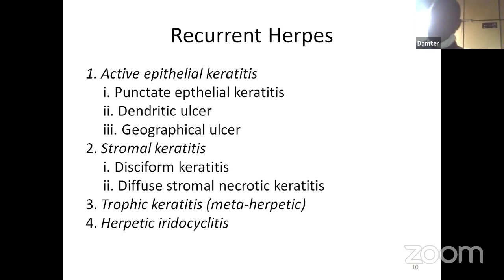The recurrent herpes simplex virus ocular disease can be subclassified into epithelial keratitis, which could be in the form of punctate epithelial keratitis, dendritic ulcer, or even geographic ulcer, or it could be in the form of stromal keratitis, in which case it will be a disciform keratitis or a necrotizing stromal keratitis. It can also present as trophic keratitis in the form of metaherpetic keratitis, or also herpetic iridocyclitis.